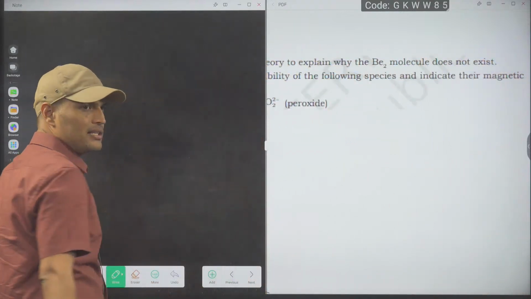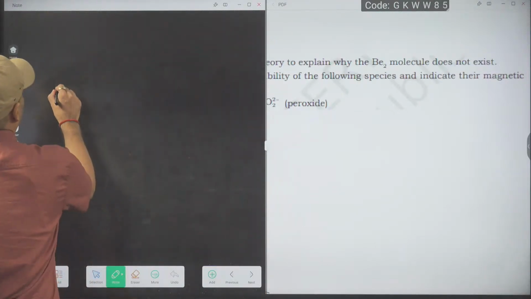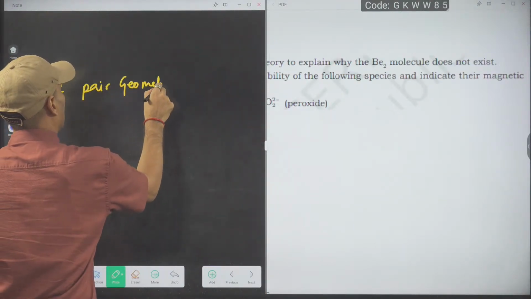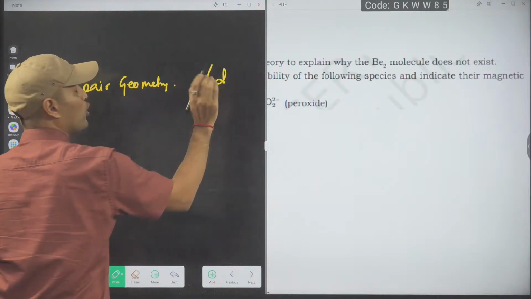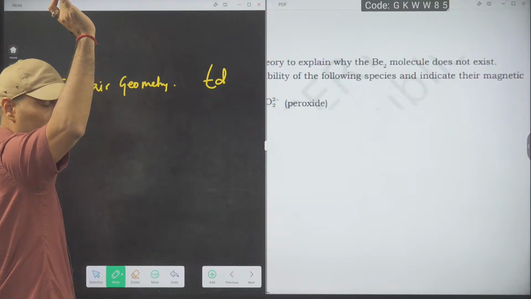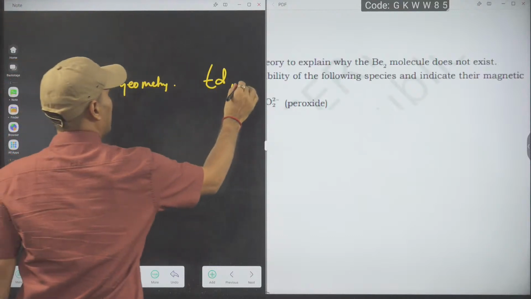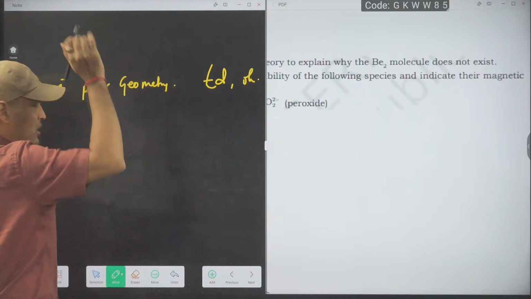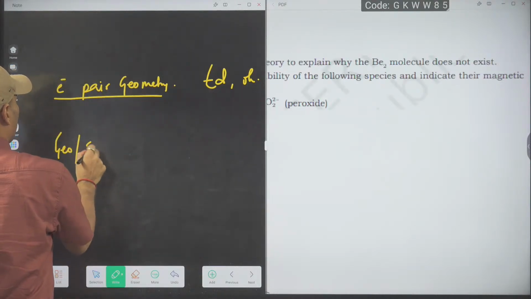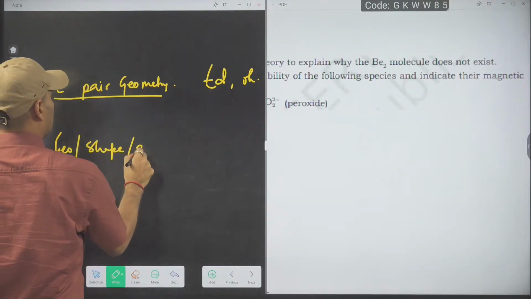See, one child is asking about shape of the molecule. Electron pair geometry, this is the main word. This is the original one: tetrahedral, octahedral, parent shape, original shape. Electron pair geometry is the word we use. The next words we use are geometry, shape, structure.